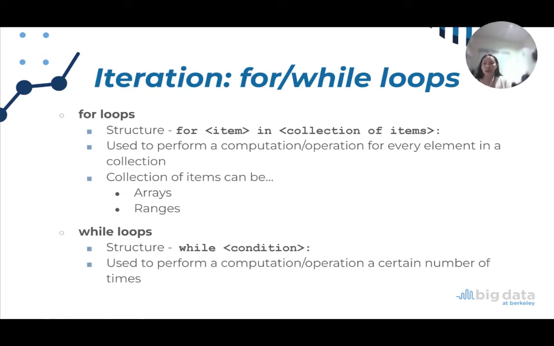While loops, on the other hand, are structured as: while a condition happens, and then colon, a set of body instructions happens. So for both of these iterations, for item in collection of items, a set of instructions occurs, similar to functions. And while a condition occurs, a set of instructions happens. For while loops, it's used to perform a computation or operation a certain number of times. I know this is kind of difficult to understand right now, but once we get into the examples, it will be a lot easier.